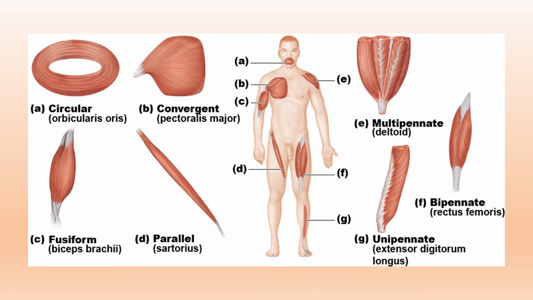On this slide, we have provided an image of each of the examples for you, with A being circular. Again, orbicularis oris encircles the mouth or the oral cavity. B, convergent, pectoralis major on the anterior chest. C, fusiform, the biceps brachii. You could also say triceps brachii. D, parallel. Again, sartorius is found on the anterior thigh, overlying the quadricep muscles.